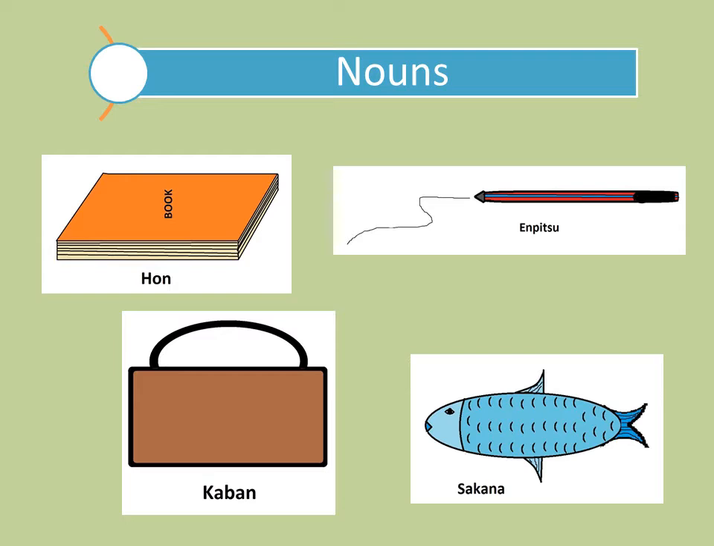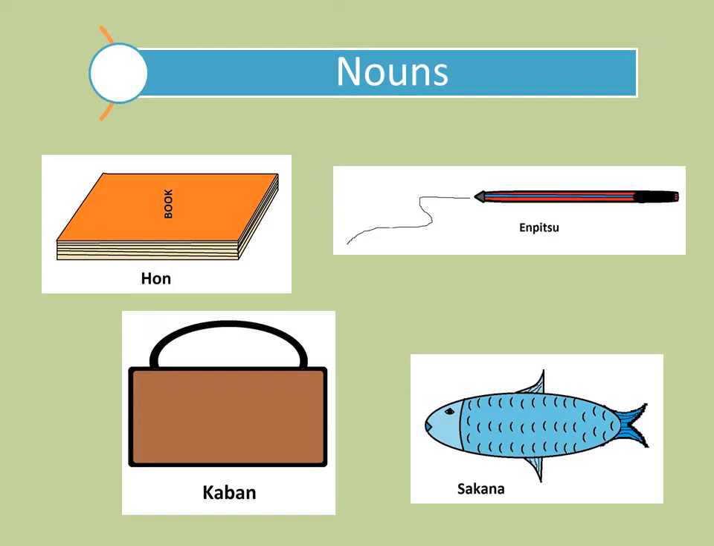I have a few pictures here. Let's see what they are called in Japanese. We have a bag which is called kaban. We have a book which is called hon. We have a fish which is called sakana. Then we have a long pencil.